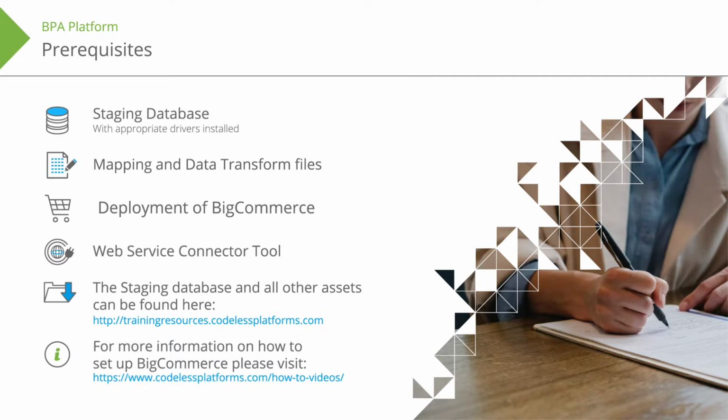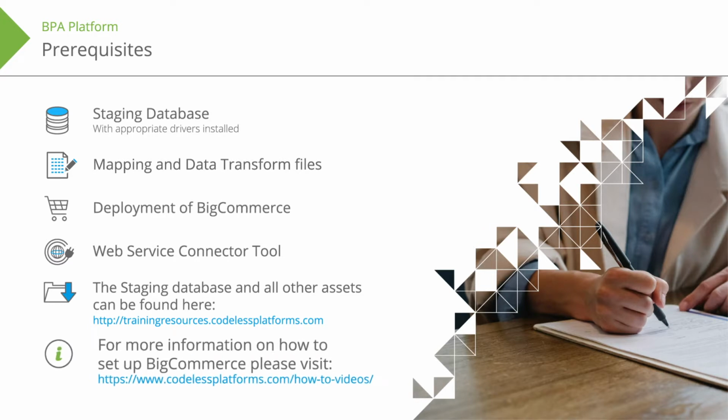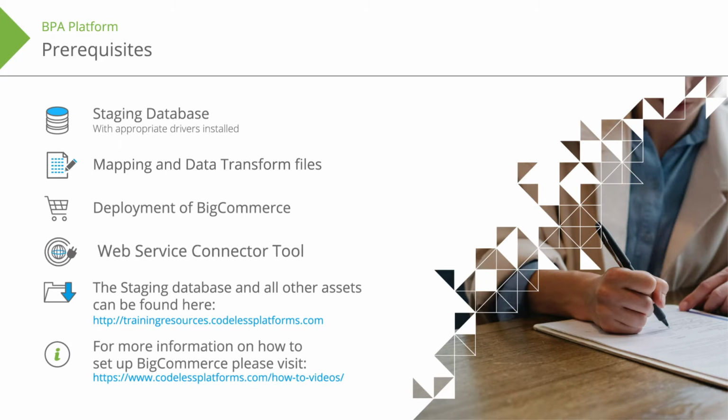You will need a deployment of BigCommerce for testing. If you do not have access to this, you can sign up for a free trial. If required, we have a video that can help with signing up and the creation of your API key. The Web Service Connector tool will need to be configured with the BigCommerce API.